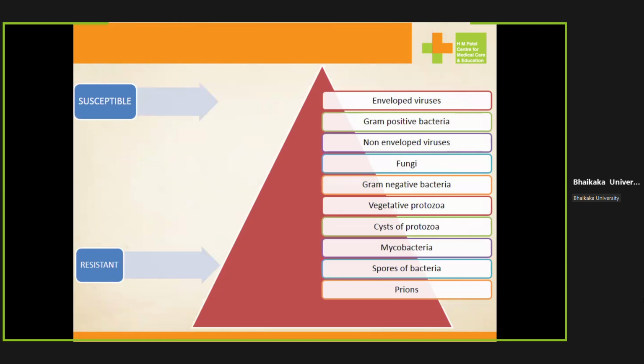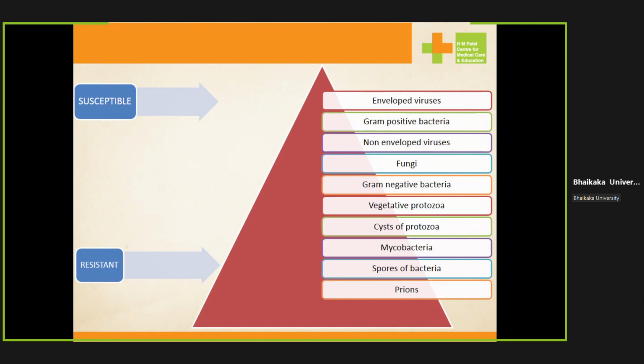Targeting. So as I just said, if I am working in a tuberculosis ward where I have lots of patients with tuberculosis, I know that tuberculosis is usually at the top of this list, which means it is a highly resistant organism. So to kill a highly resistant organism, you need to use a high level disinfectant.